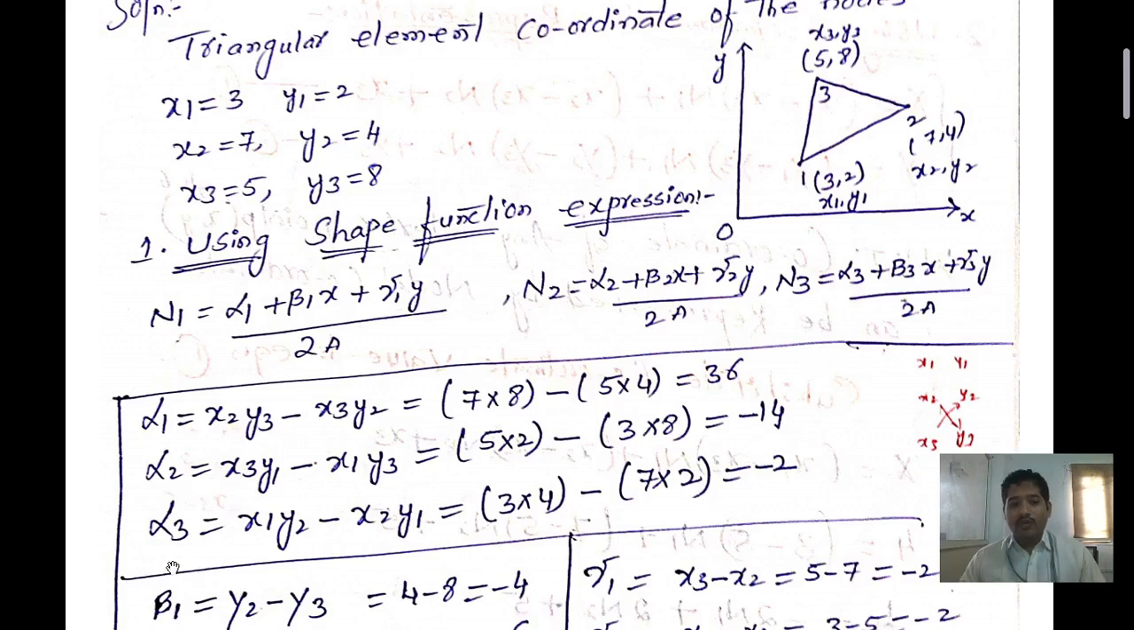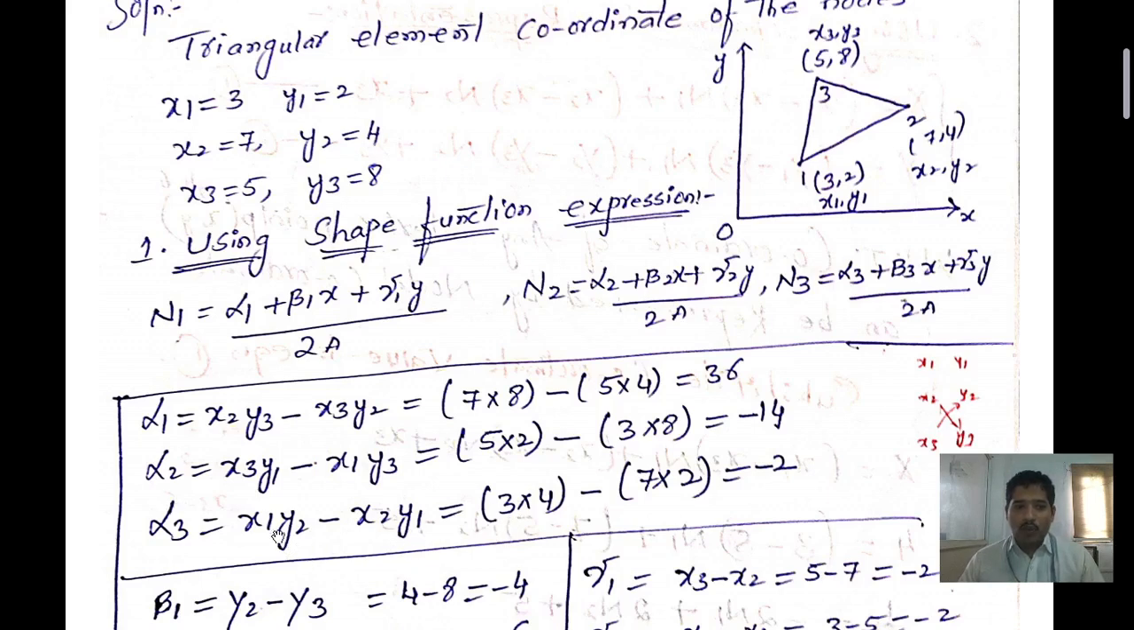After that, we need to find out this alpha 3 value, x1 y2 minus x2 y1. So how to write over here? Because I told you, if you're talking about alpha 3, you need to eliminate the third row value. Remaining is which one? x1 y1, x2 y2. Just cross multiply over here, x1 y2 minus x2 y1. Clear? Done.